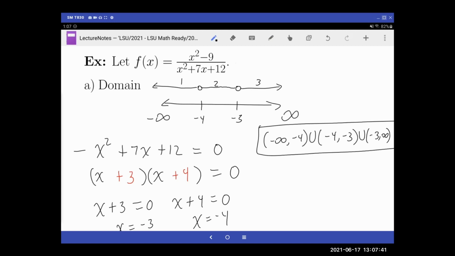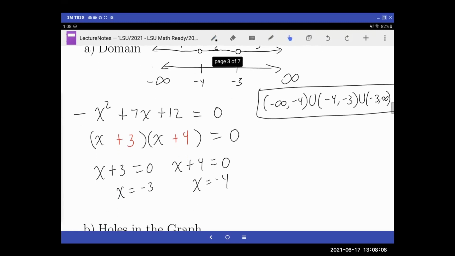Since I factored the denominator here, I'm going to go ahead and write that down up here. We'll go back to that in a second, actually. As a matter of fact, let's factor the top as well. x squared minus 9 is a difference of squares. That's easy to factor, so I'll hurry up and do that as well. Okay, and so setting that denominator equal to 0 gave me the holes in the domain. Now let's talk about holes in the graph.